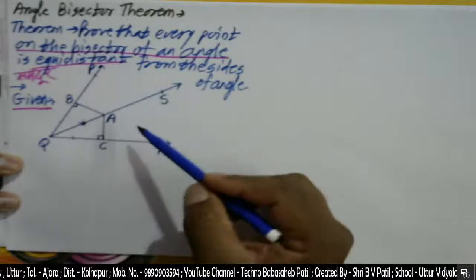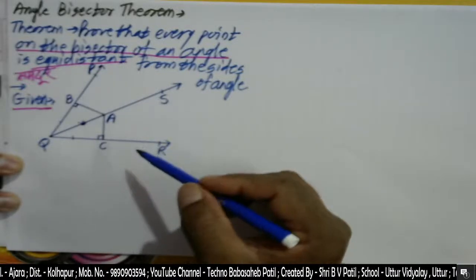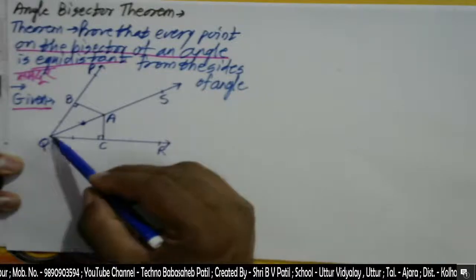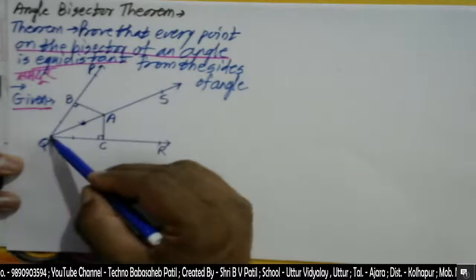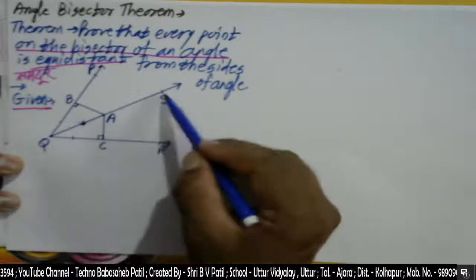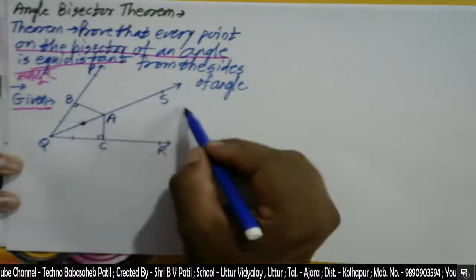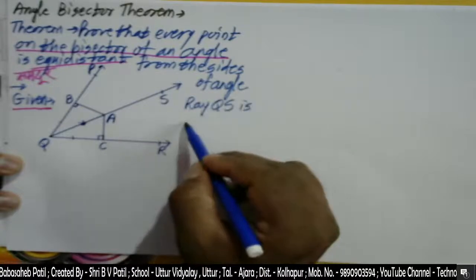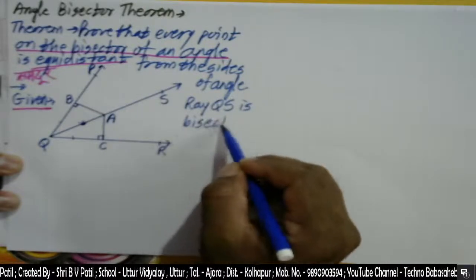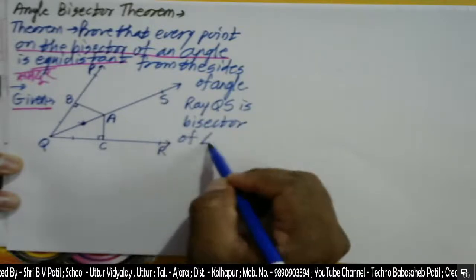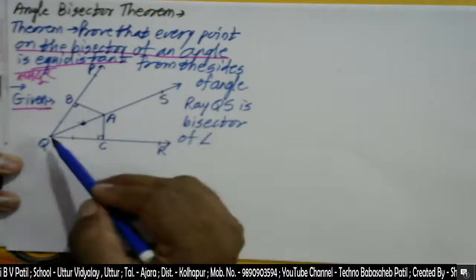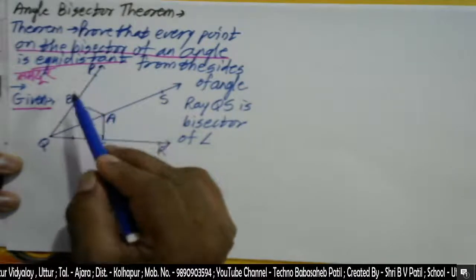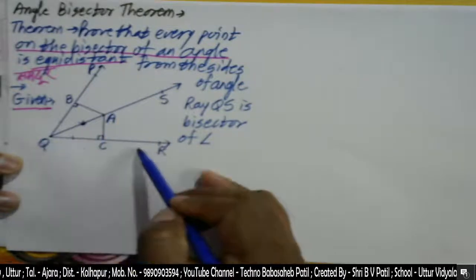Bisector चं नाव लिहायचं आहे. Bisector name is, this is ray, हा किरण आहे. Ray QS is bisector of which angle? कोणत्या कोनाचा आहे हा bisector? Angle PQR.